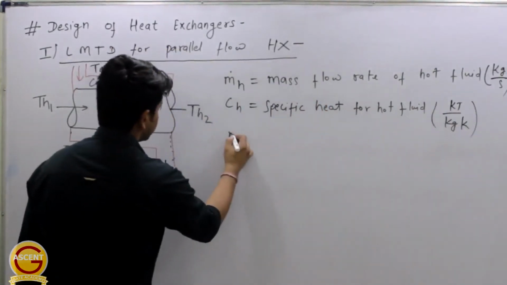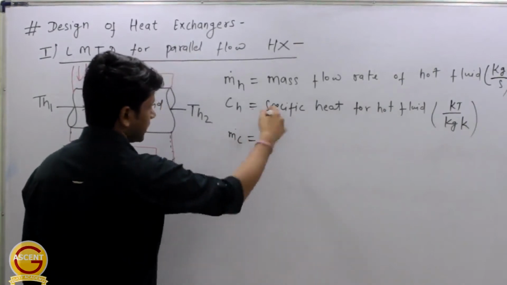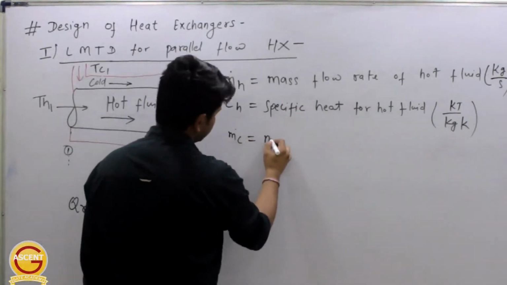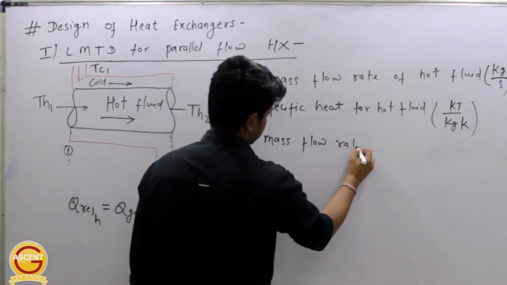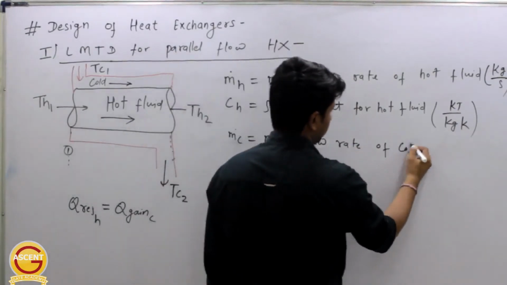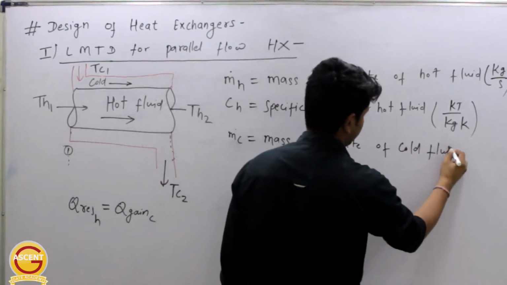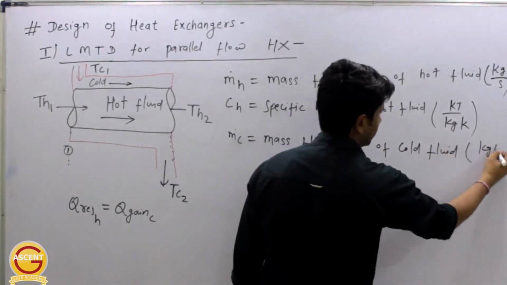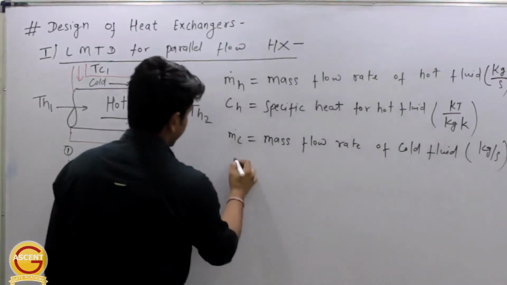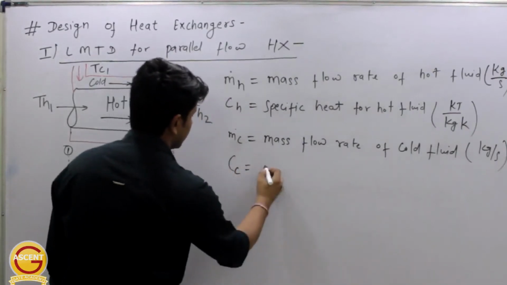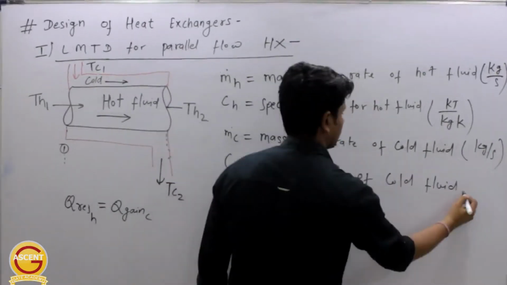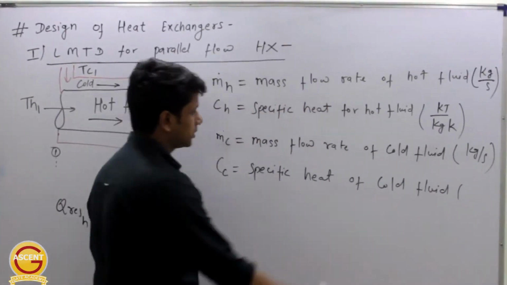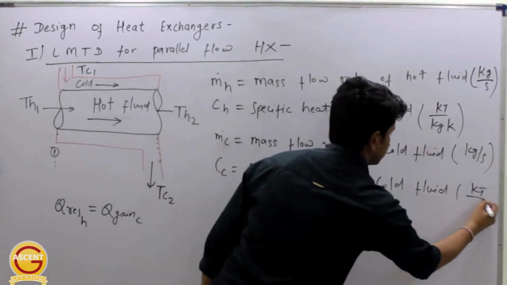right? Similarly, this m dot C is the mass flow rate of cold fluid. Unit will be kg per second only, and this Cc is the specific heat of cold fluid, right? Again the unit will be kilojoule per kg Kelvin.